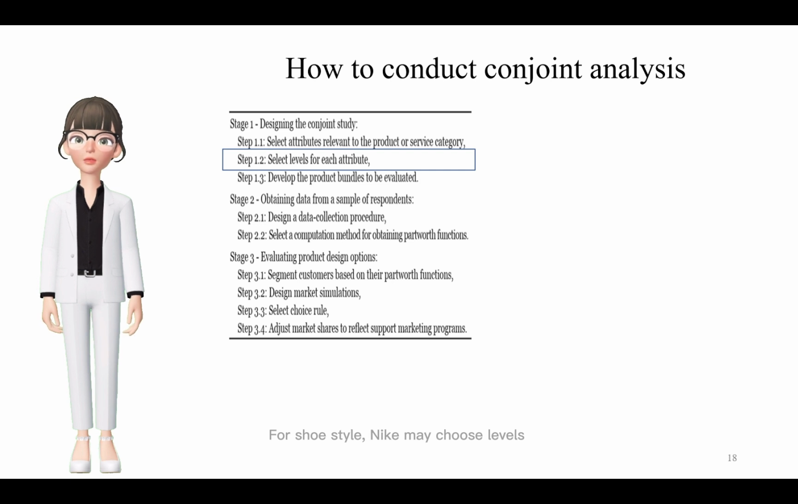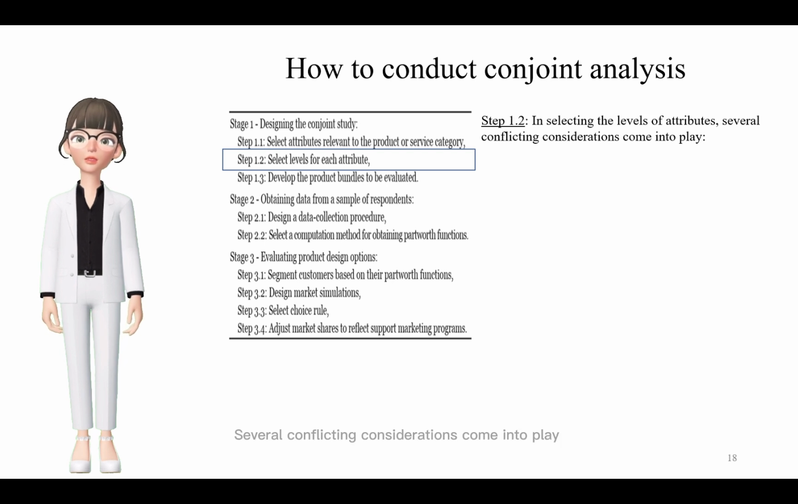For shoe style, Nike may choose levels such as running shoes, basketball shoes, or cross-training shoes. For color, Nike may choose levels such as black, white, or various shades of blue, red, or green. For material, Nike may choose levels such as leather, mesh, or synthetic materials, etc.